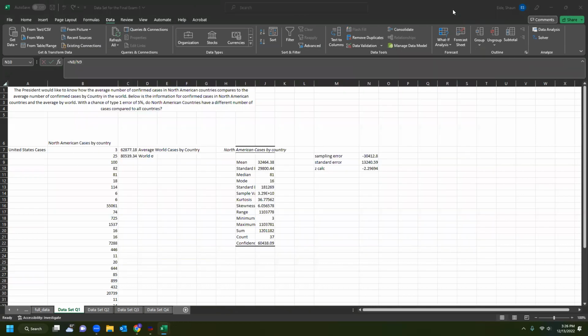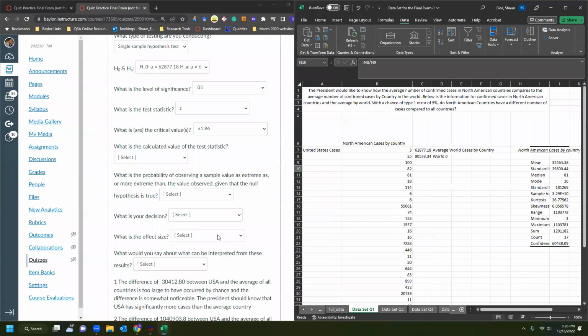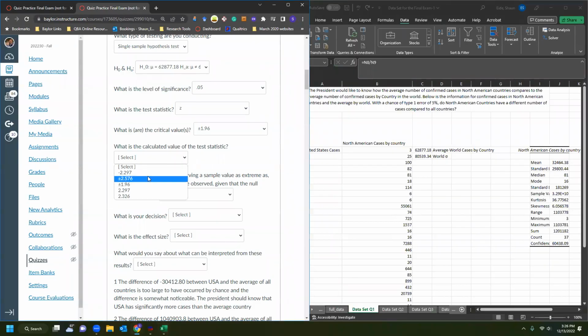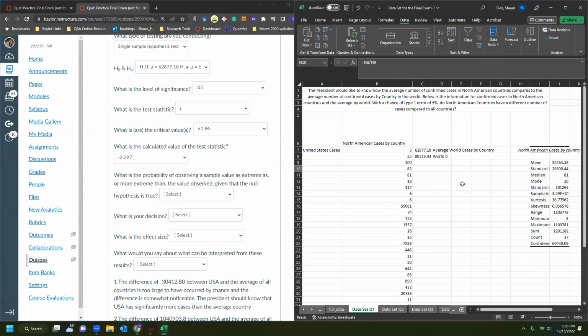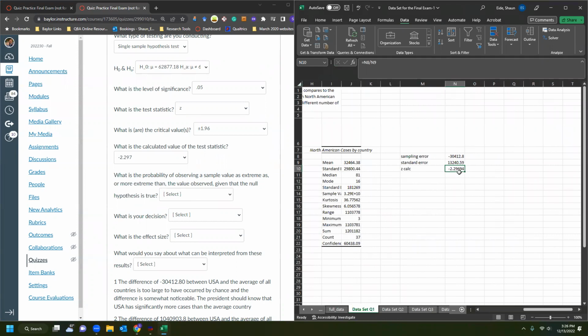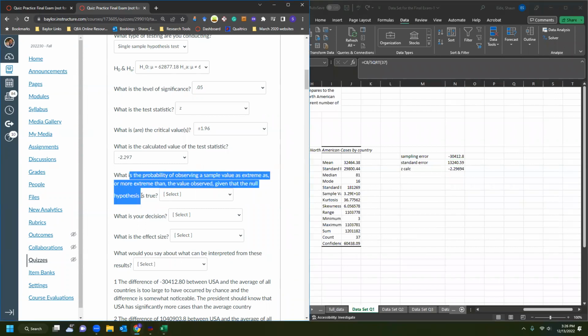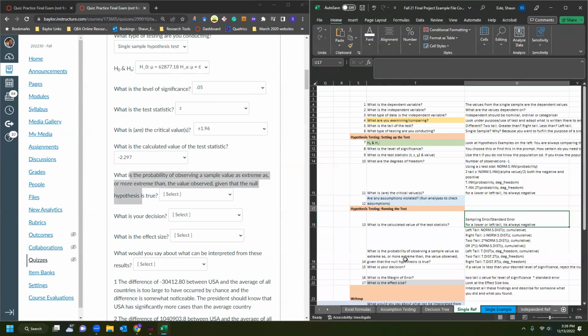Actually, so negative 2.297. If you actually look at 2.2969, so negative 2.297 is the z value because I took the sampling error divided by the standard error. Then what's the probability of observing a sample as extreme as or more extreme than the value? In order to do that, you need to calculate the p-value. So the probability, and so what is the probability? So this right here is a two-tailed test, so it's going to be 2 multiplied by NORM.S.DIST, and then you put the z value and cumulative.